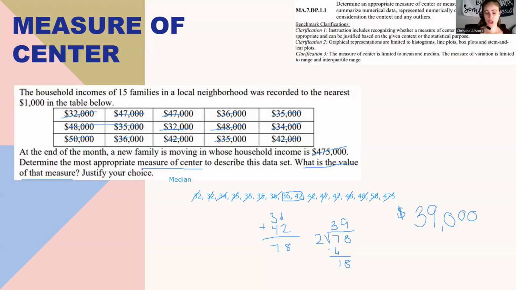And then for justifying our choice, well, we kind of already did that when we talked about why we chose the measure of center to be the median. The reason is we have an outlier, and that would skew, that would mess up your average because it's so drastically different. Therefore, we have to go with the middle number, the median, to get the most accurate picture here.